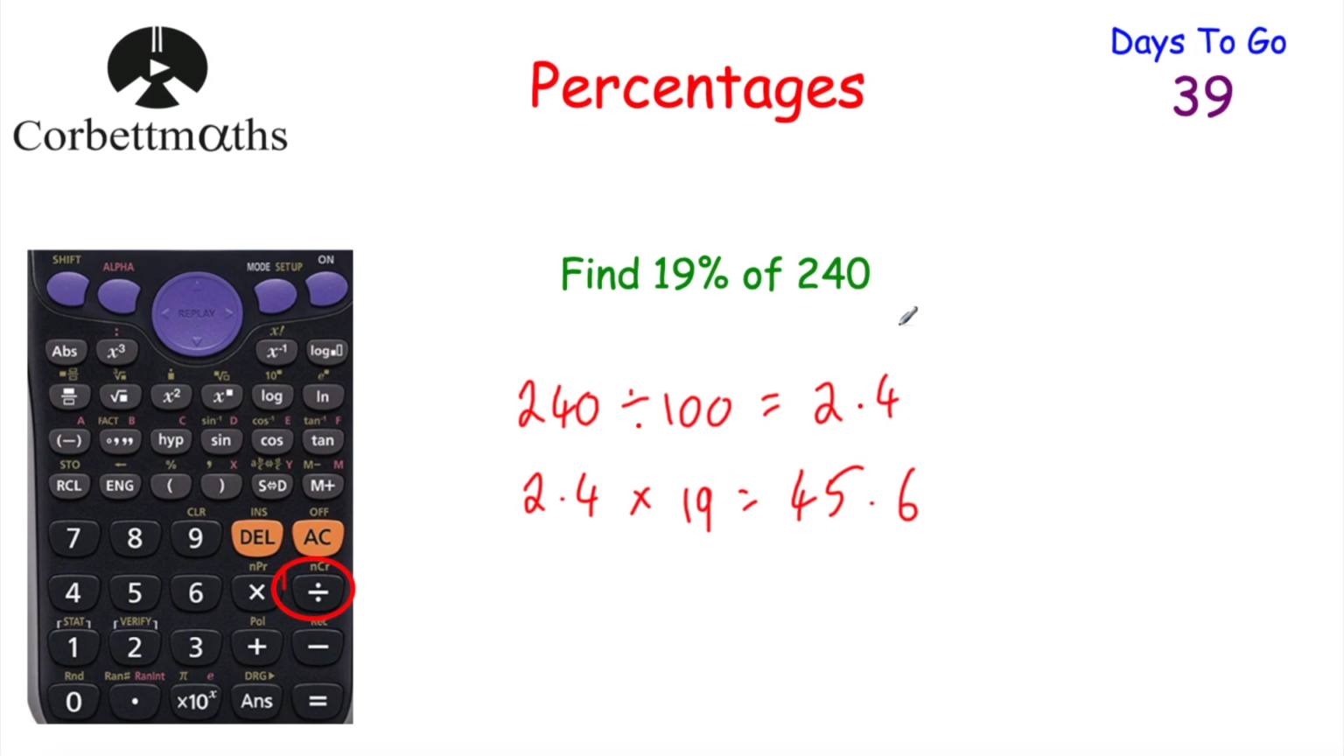So that's one approach. Another approach is to change the percentage into a multiplier. So 19% would obviously be equal to 0.19 as a decimal. So you could just take the 240 and multiply by 0.19, and that'll tell you 19% of 240. And when you do that, you get an answer of 45.6, and that's it. So if you got that, well done.